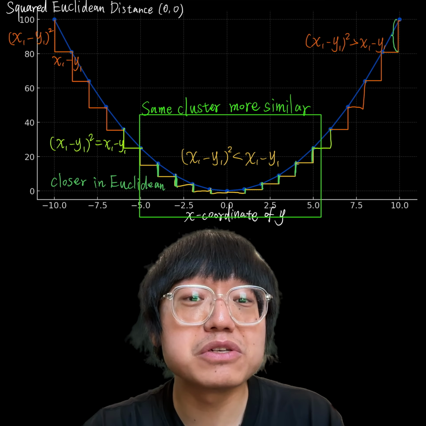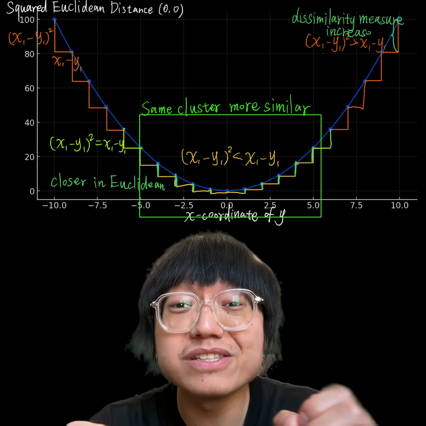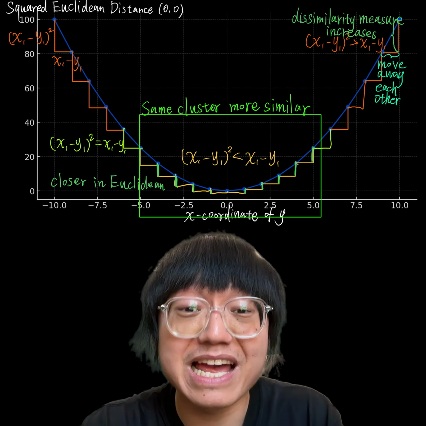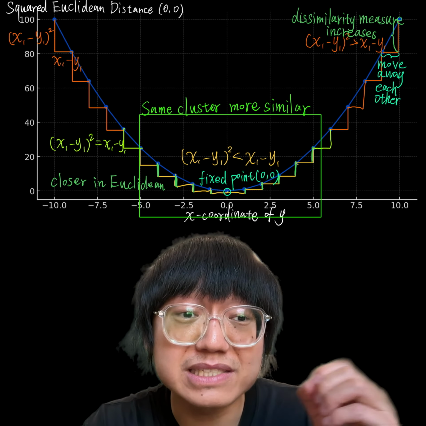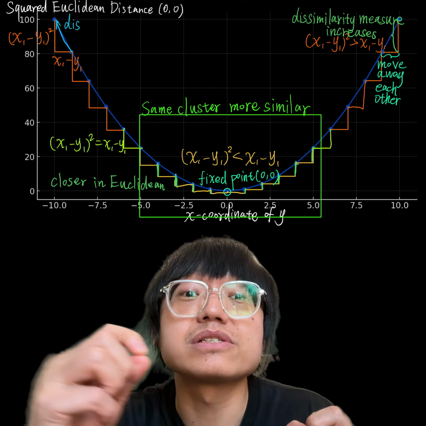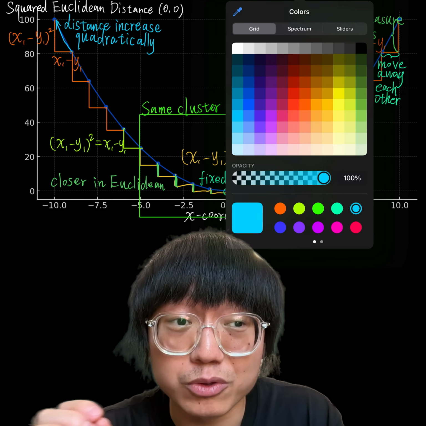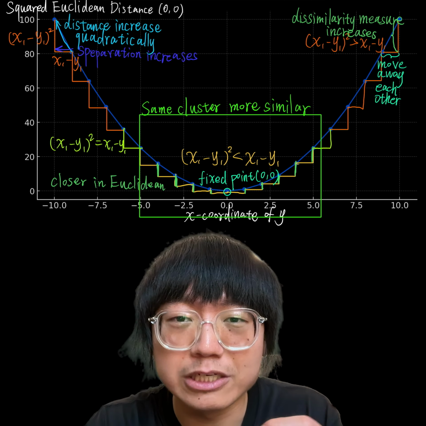So let's visualize how this dissimilarity measure increases as two points in two-dimensional space move away from each other. The graph shows the squared Euclidean distance between a fixed point and various points along a line. This illustrates how the distance increases quadratically as the separation between the points increases.